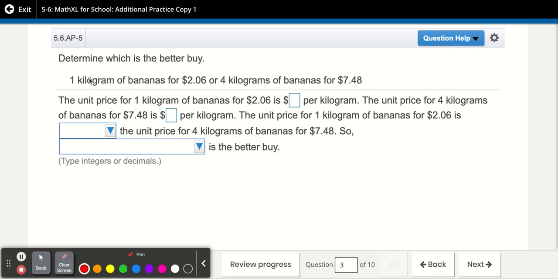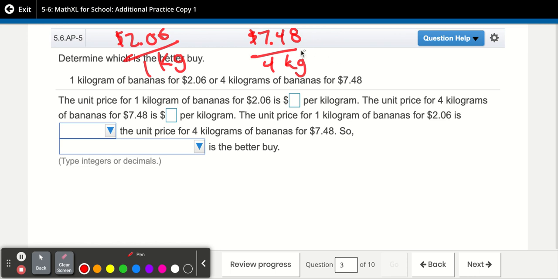All right, this is great. This one right here is $2.06 for 1 kilogram, right? Kg, that's lowercase kg, that's how we abbreviate kilograms. And so look at that, it's already in a unit price. So then our second one, which is per 4 kilograms, that one we're going to need to do some division. So we have $7.48 for 4 kilograms.